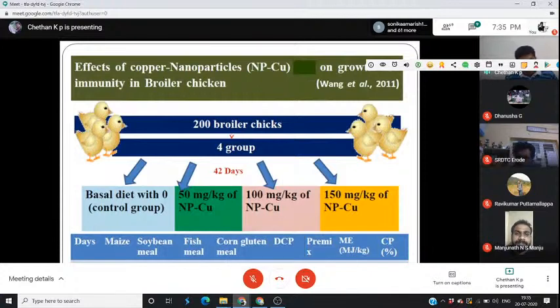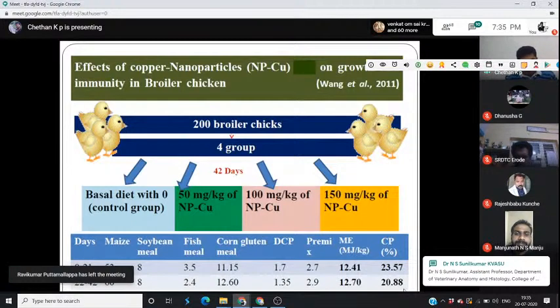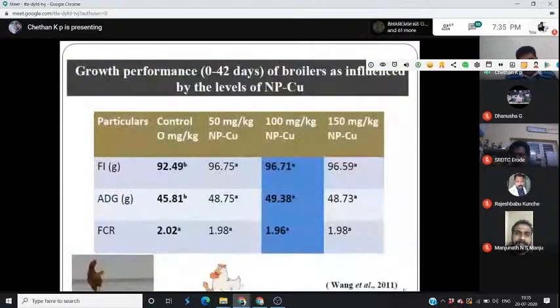They used around 200 biologics divided into four groups, and the study was conducted for 42 days. The first group, the control group, was fed a basal diet with zero supplementation of copper nanoparticles, and he used 50, 100, and 150 milligram per kg of nano copper. I think his hypothesis is to find out at what level he can achieve the best growth. At 100 milligrams, he could achieve better results.